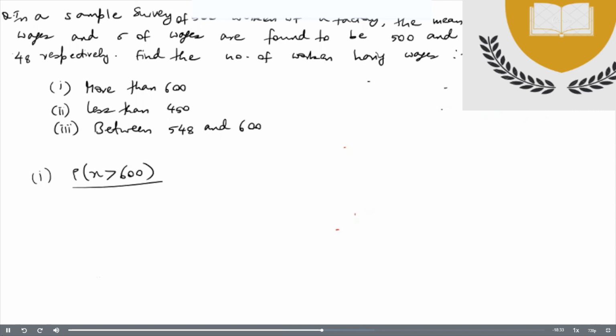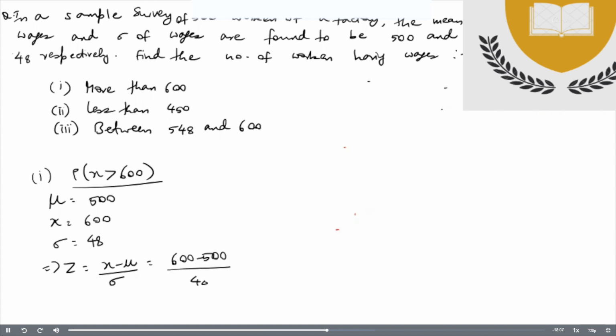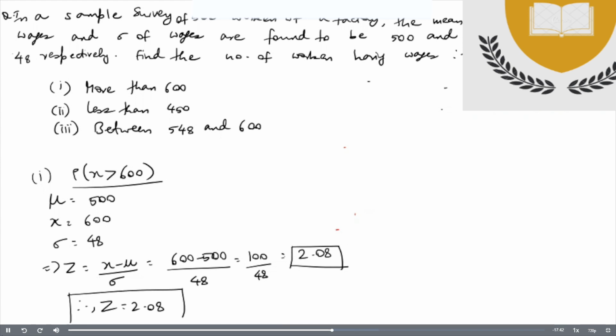Here, first let us find out the z value. Our mean is equal to 500, and our x value is 600. And what is the standard deviation? It is 48. So z is equal to x minus mean by standard deviation, which is 600 minus 500 by standard deviation, which is 100 by 48, which is going to be 2.08. This is the first step. So we have first of all found the z value. Therefore z is equal to 2.08. This is my first step which I have to do.